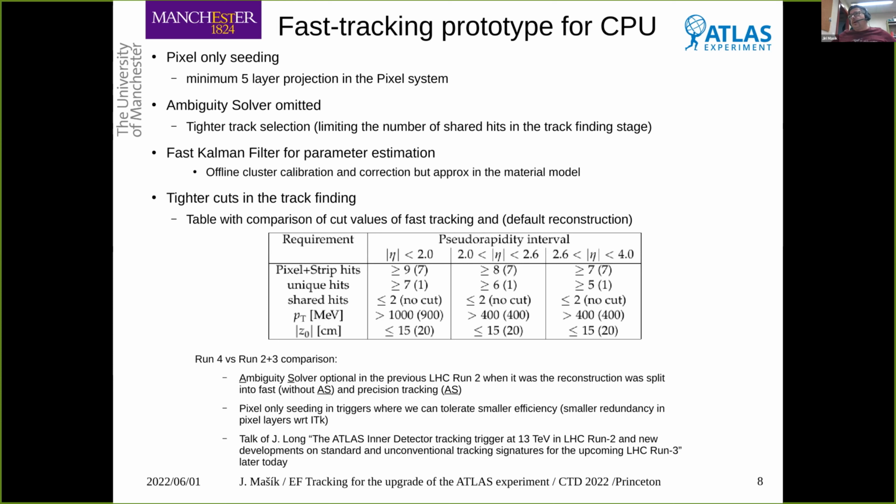As a side note on how this compares to the run 2 and run 3 reconstruction, we actually have a good experience with running without the ambiguity solver. The run 2 system worked in 2 stages. In the fast tracking stage, which did not include the ambiguity solver, and the tracks were only defined by so-called precision tracking using the ambiguity solver. So we already did the decision on the tracks without ambiguity solver in run 2. The pixel-only seeding is a bit more delicate in the current detector because the redundancy is not that good and the detector is aging. But if we can tolerate smaller efficiency, we can also use pixel-only seeding.